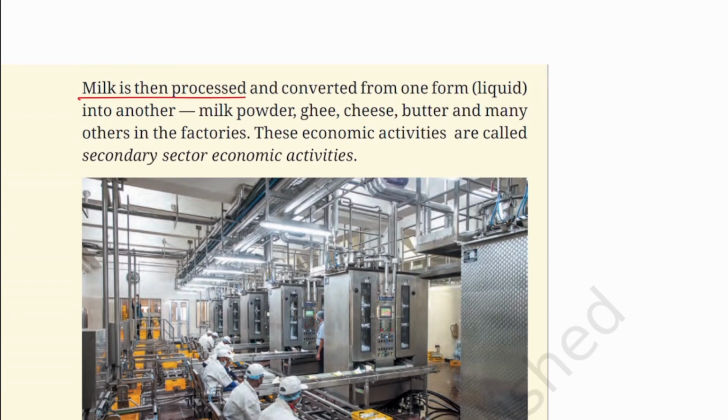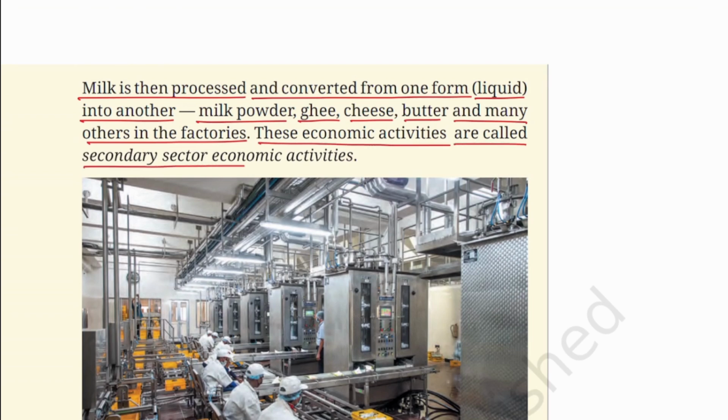Milk is then processed and converted from one form, liquid, into another: milk powder, ghee, cheese, butter, and many others in the factories. These economic activities are called secondary sector economic activities.